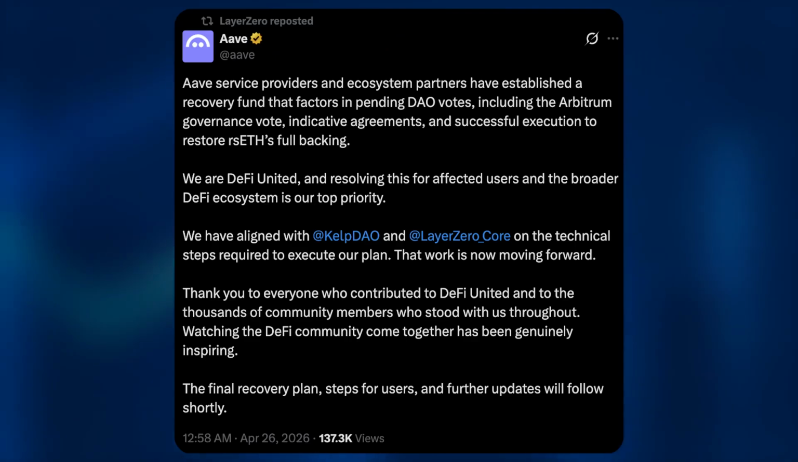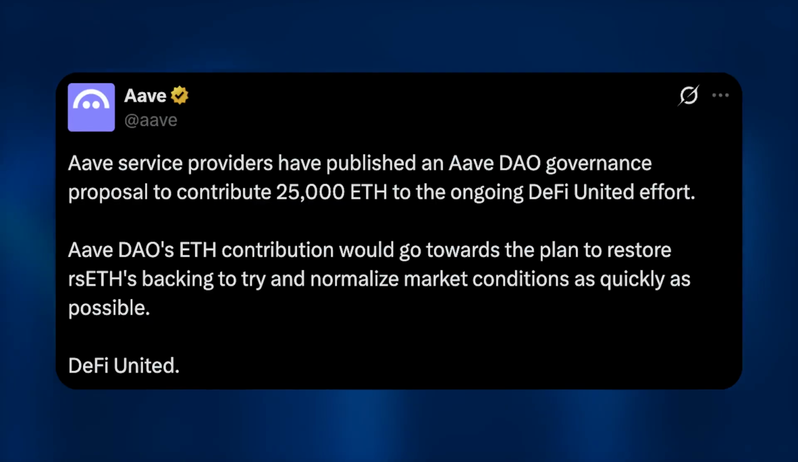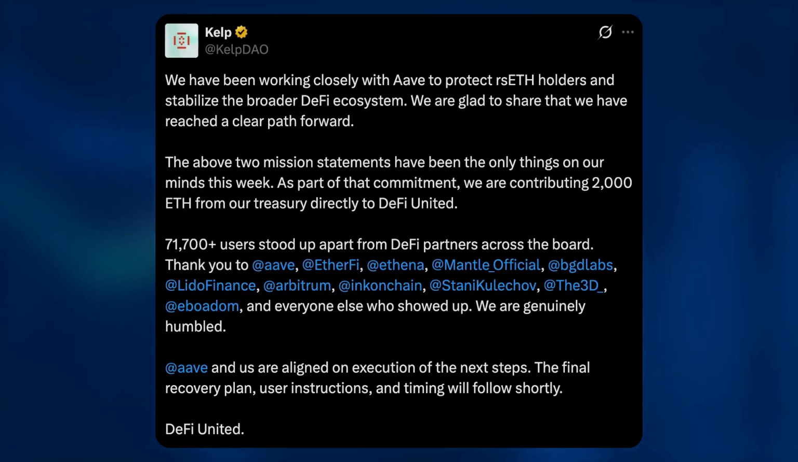And this situation has forced the DeFi industry to react. And we've seen the formation of the DeFi United coalition. So major protocols aren't just sending messages of support, they're stepping in to provide emergency liquidity, with Stani Kulachov, the founder of Aave, stating that Aave is his life's work, and confirmed that he's personally contributing 5,000 ETH to the recovery efforts, with many other major protocols across the DeFi ecosystem also adding vital liquidity and offering support, obviously including Aave, which has proposed contributing 25,000 ETH, and Kelp, which is contributing 2,000 ETH from its treasury to DeFi United.